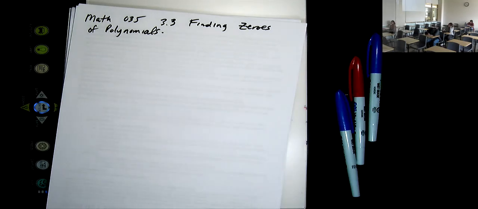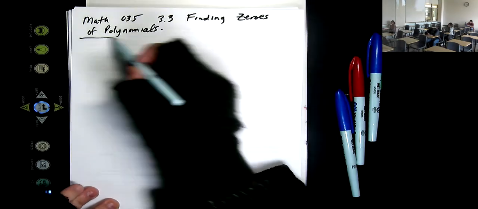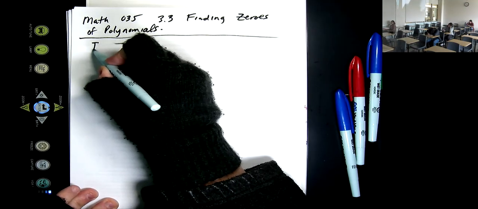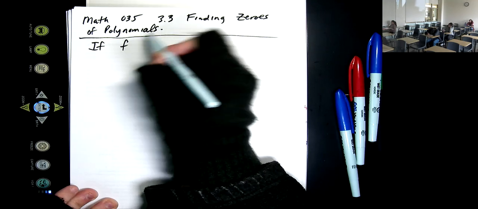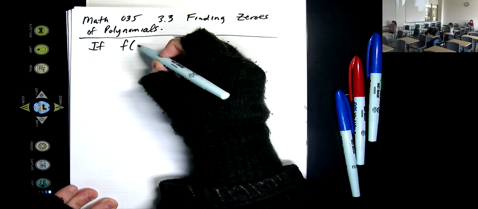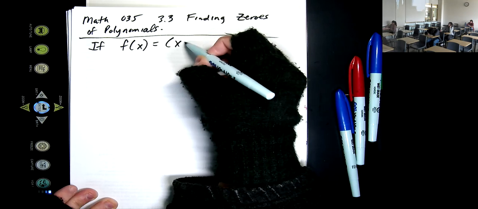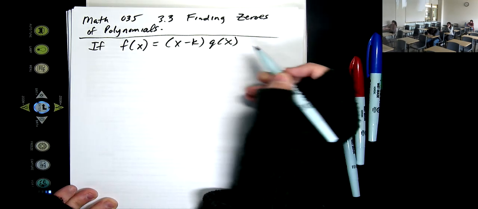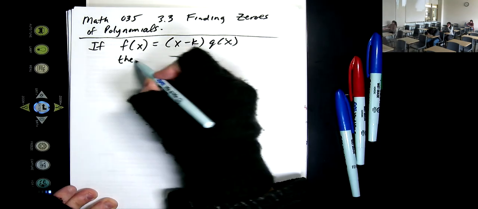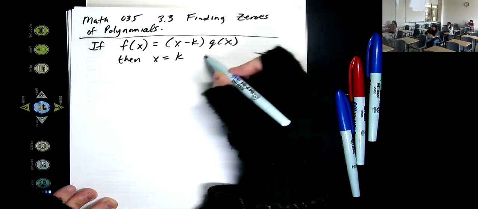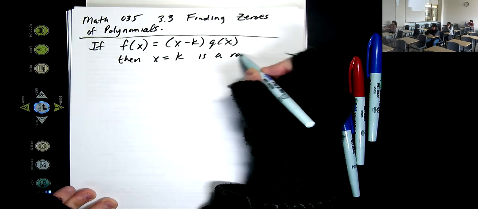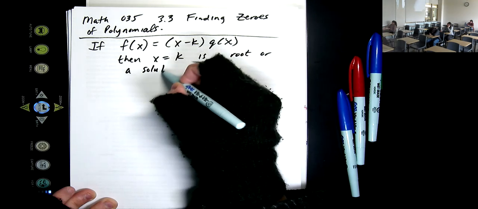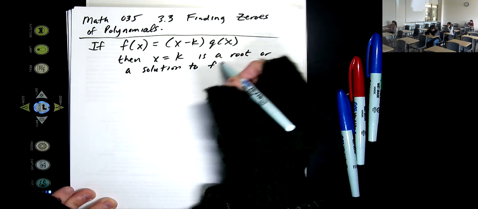The first one we actually saw already. This was from last section. If f of x can be written as x minus k times q of x, then x equals k is a root, or a solution to f of x equals 0.